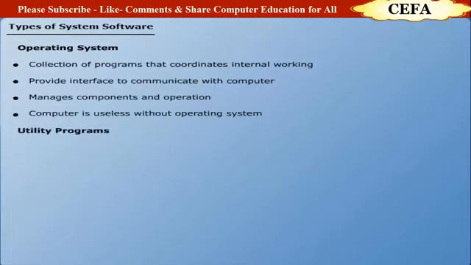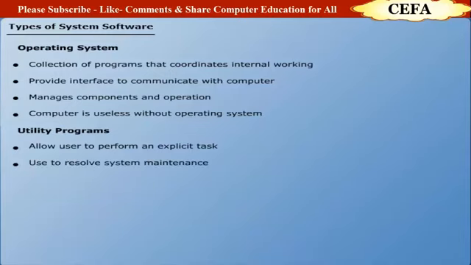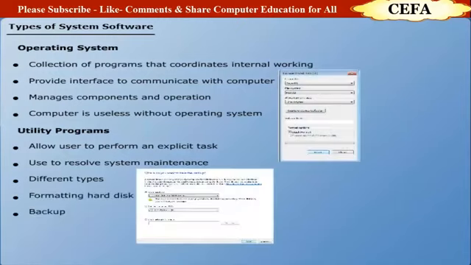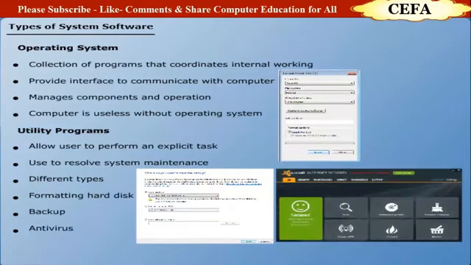Utility programs. A utility program allows a user to perform an explicit task. It is normally used to resolve system maintenance activities and provides assistance in these activities. There are different types of utilities available, for example, formatting of hard disk, system backup, antivirus, and file compressor.